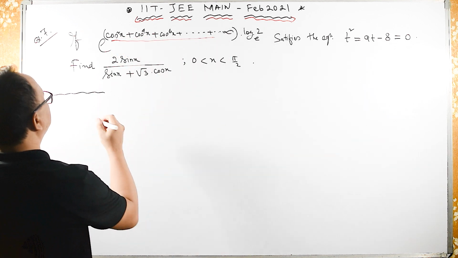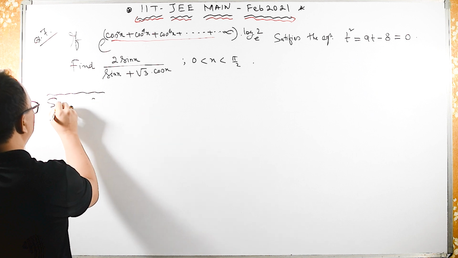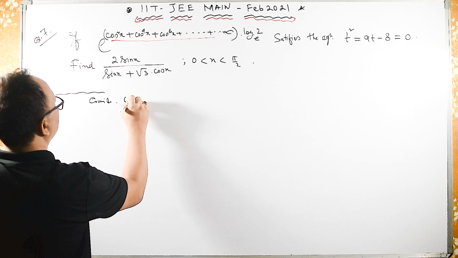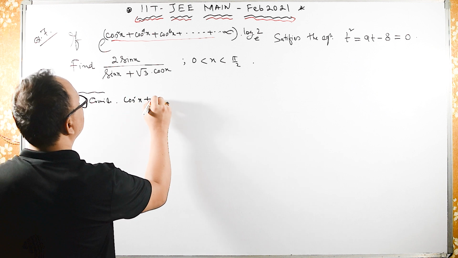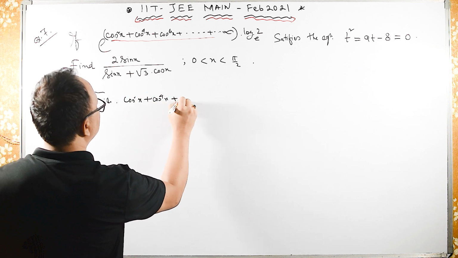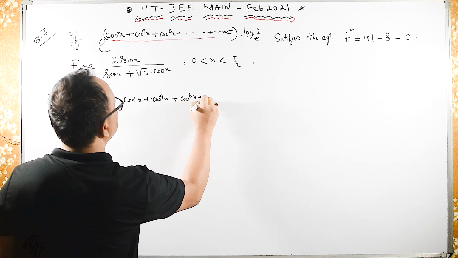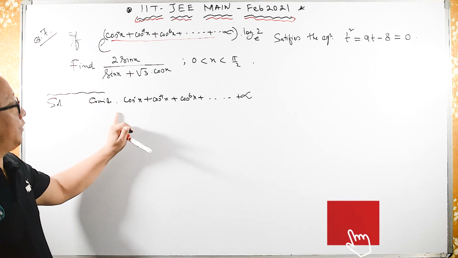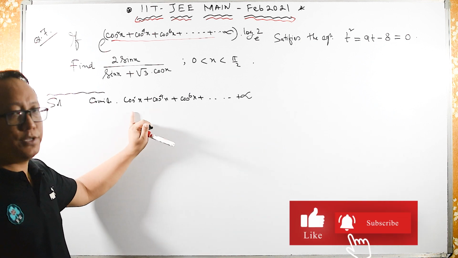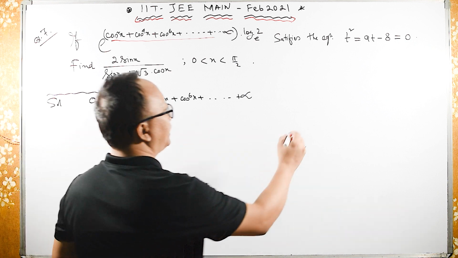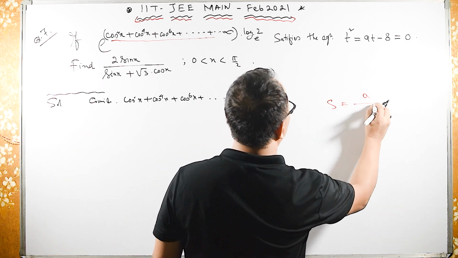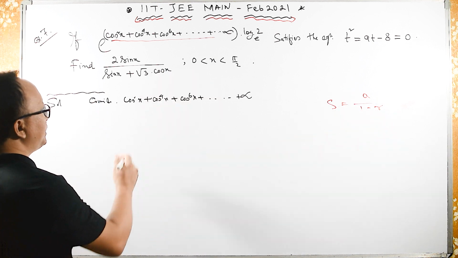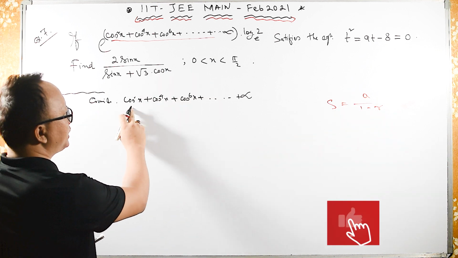Now, let's consider the solution. Consider cos square x plus cos 4x plus cos 6x and so on up to infinity. Now, this is a geometric progression. The sum of an infinite GP is given by S equals a upon 1 minus r, where a is the first term and r is the common ratio. Here the first term is cos square x, and the common ratio is also cos square x.